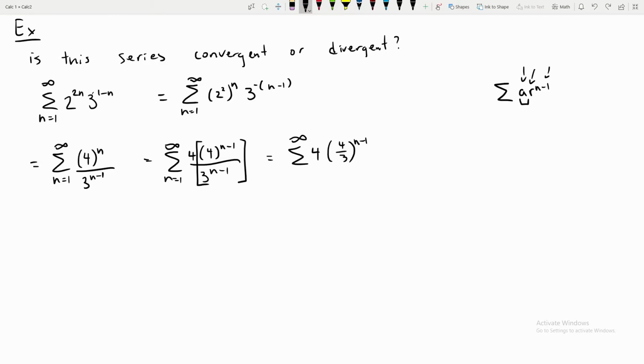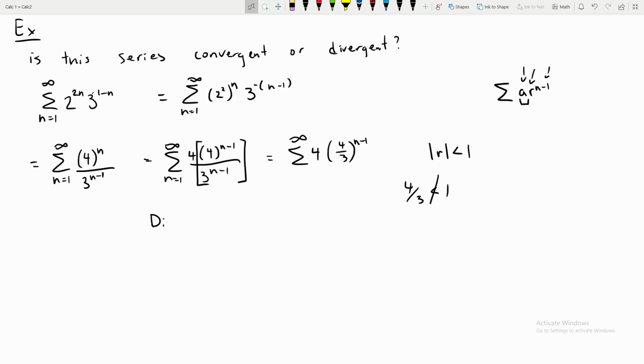And the question was asking us, is this series convergent or divergent? And we know that for a geometric series to be convergent, we need the r, the rate, to be less than 1. And in this case, we can clearly see that 4 over 3 is not less than 1, so it will actually be divergent.